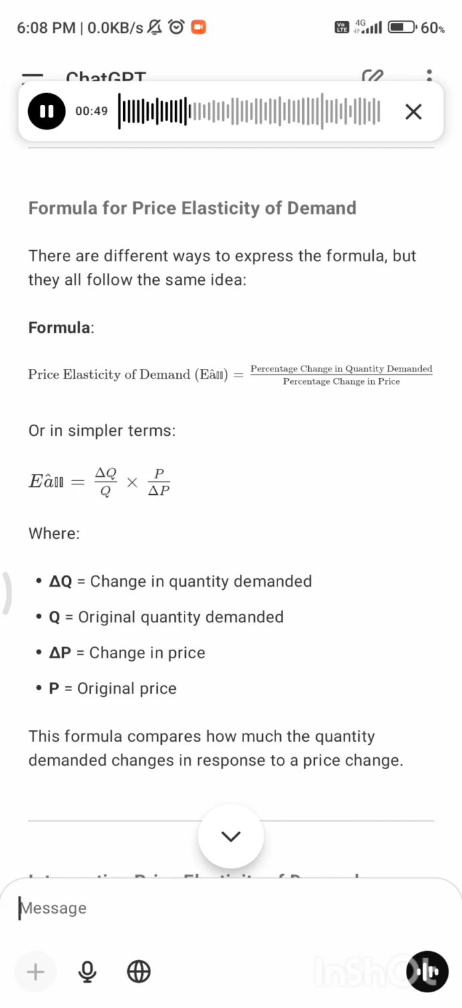Formula. Price elasticity of demand, E, equals the percentage change in quantity demanded divided by the percentage change in price. Or in simpler terms, eta equals (ΔQ/Q) divided by (ΔP/P), where ΔQ equals change in quantity demanded, Q equals original quantity demanded, ΔP equals change in price, P equals original price. This formula compares how much the quantity demanded changes in response to a price change.